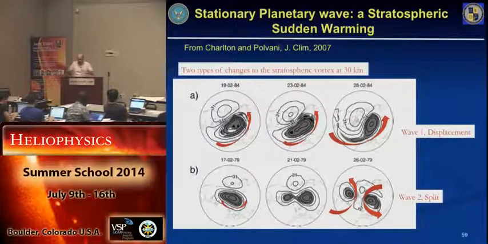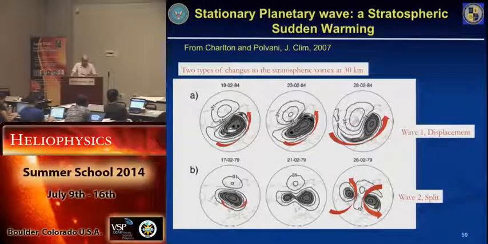But this circumpolar vortex will often be disturbed, and you can have a wave interact with the vortex. There are sort of two ways that can happen. This is a wave 1 displacement of the vortex, where it's shifted off the pole, and there's actually a little wave breaking here. Or you can have a wave 2, which is a split in the vortex. Wave 2 means if you went around a latitude circle, you'd see two peaks.